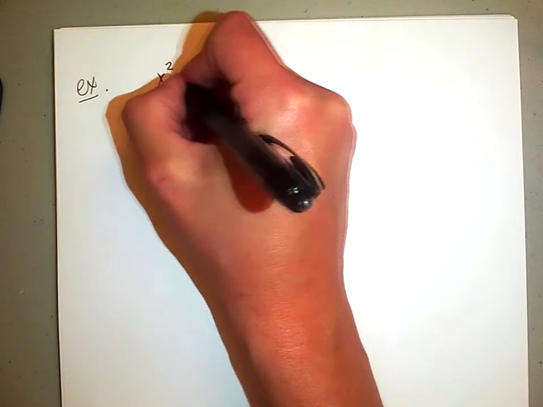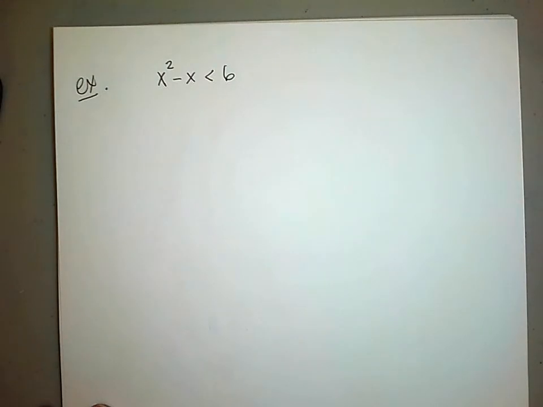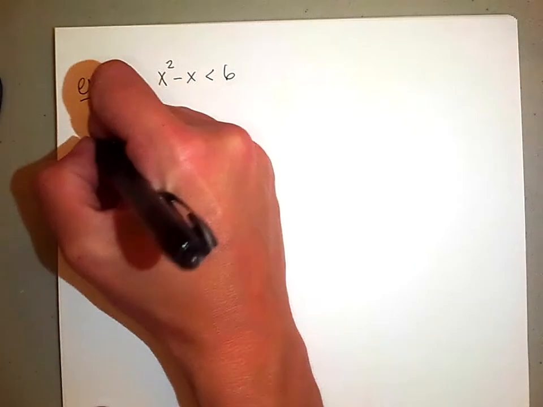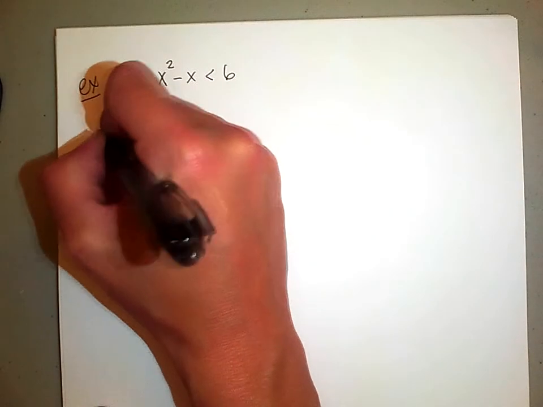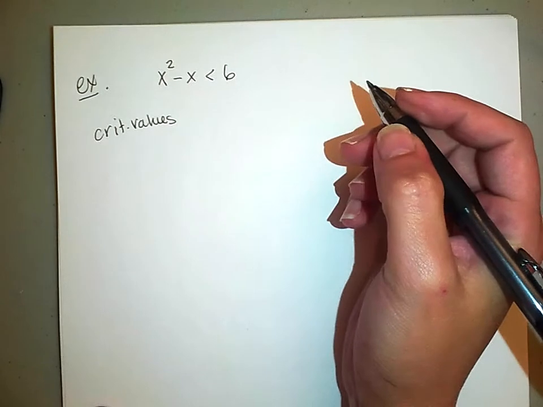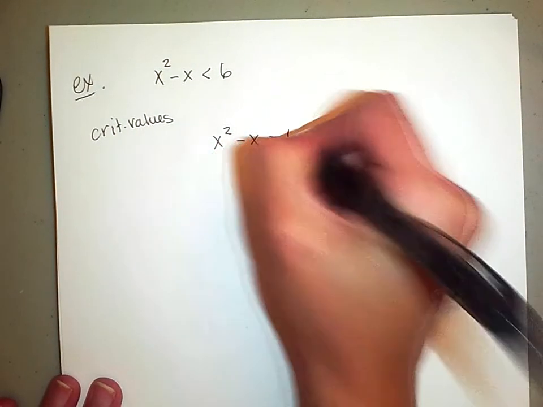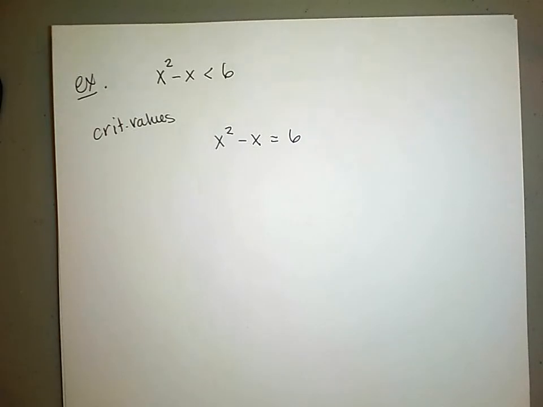So let's say we have to solve where x squared minus x is less than 6. So step 1 in the methodology is we're going to look for critical values. And to do that, we solve the equality. So we need to solve x squared minus x is equal to 6.